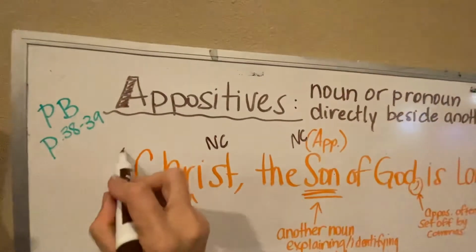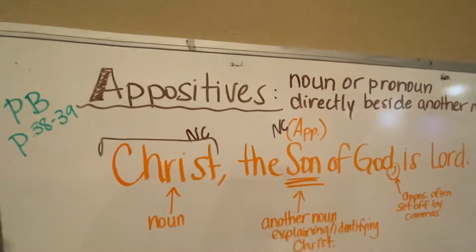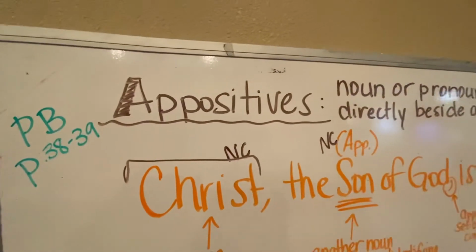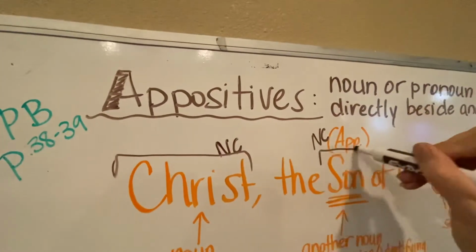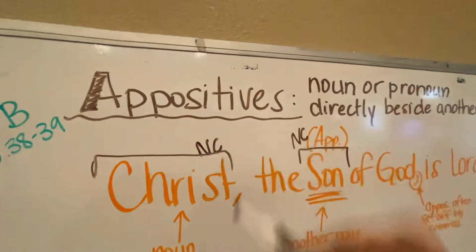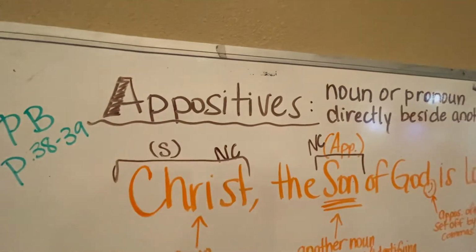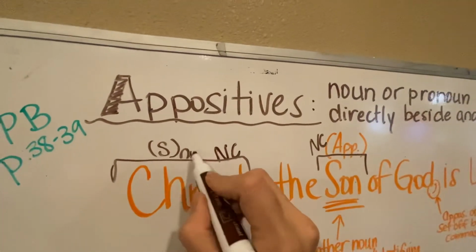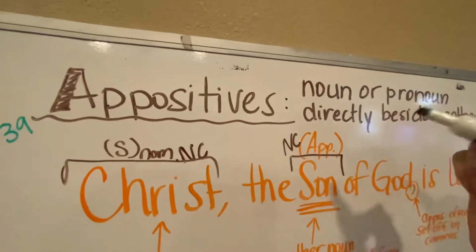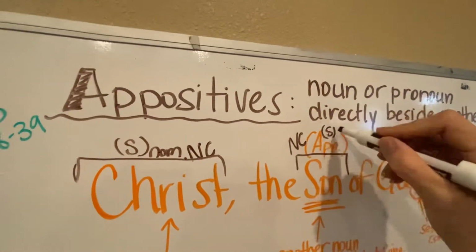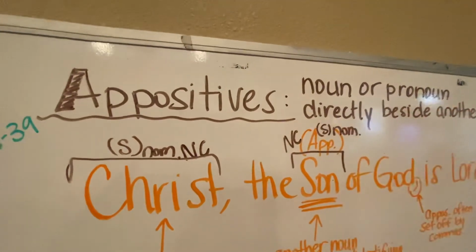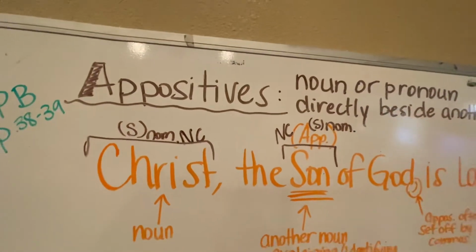Okay, so if we're thinking about number and case, and I can take those off, right? But I'm just putting that there as a reminder, number and case, these guys need to match. Okay, so the number of Christ is that he is singular, and the case is nominative. So I'm just gonna come right over here, and this will be singular and nominative as well. So that's one of the rules.